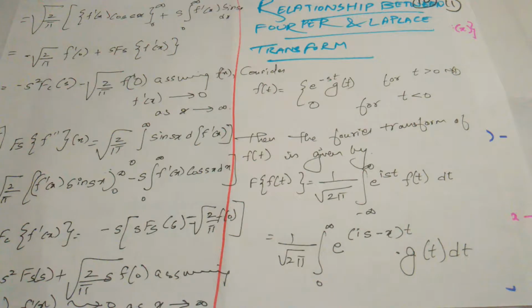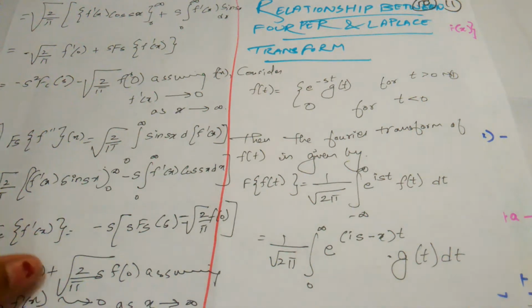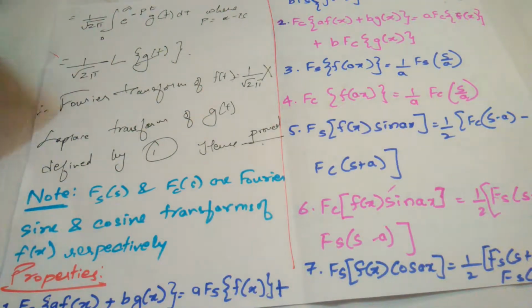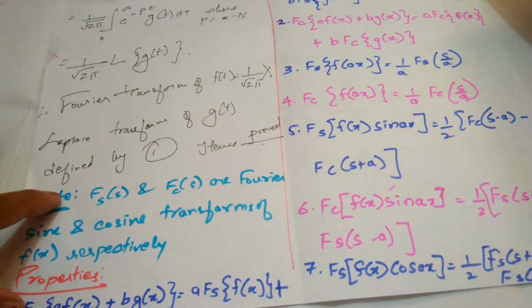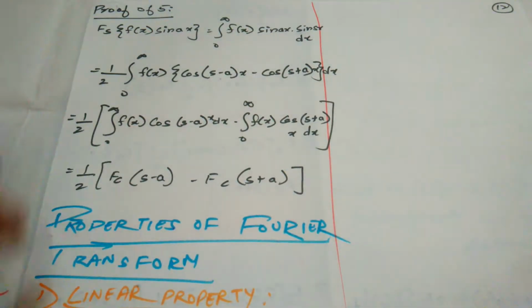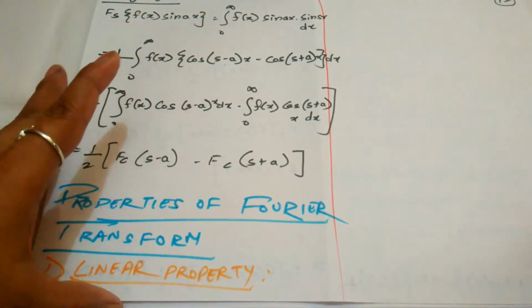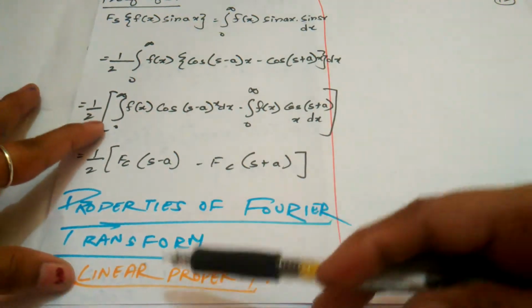Then we are going to start with our proofs. These topics I'll explain to you later. Let me first complete the proof of the properties of Fourier transform, and then I'll get back to these topics. Okay, so let's start this. So today's topic is properties of Fourier transform.